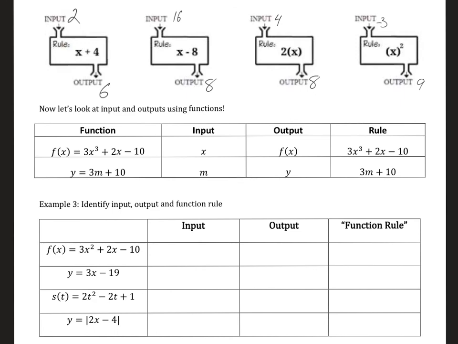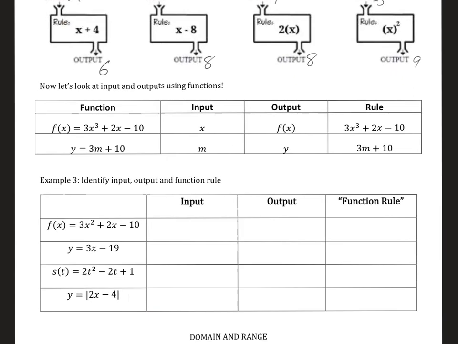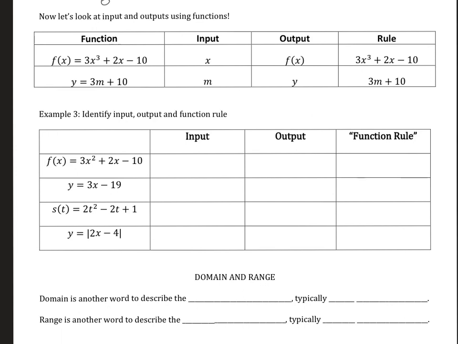Okay, so looking at this, again, you have your function, you have your input, your output, and then your function rule. So this is just saying what each of the pieces are. So looking down below, my input is just a plain x, right? That's my variable. My output is whatever it is set equal to. So for this first one, f of x would be my output. My function rule is just whatever's on the inside. So 3x squared plus 2x minus 10. So we can all see that, right?